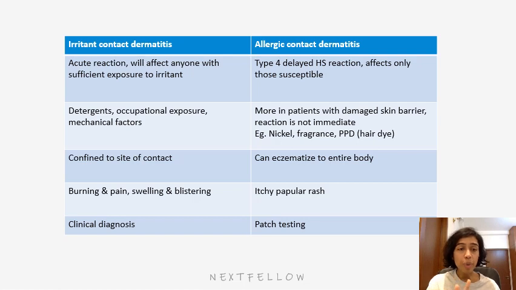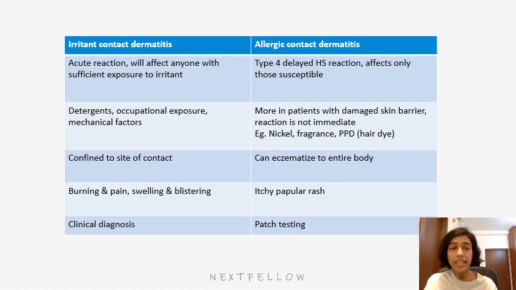The next two options, we're going to discuss irritant and allergic contact dermatitis. There are some very basic differences between the two. Irritant contact dermatitis is an acute reaction to a chemical or a substance that will affect anyone who has had enough exposure to that irritant, right? Whereas allergic contact dermatitis is a type 4 delayed hypersensitivity reaction, so it will only affect those individuals that are susceptible to it.